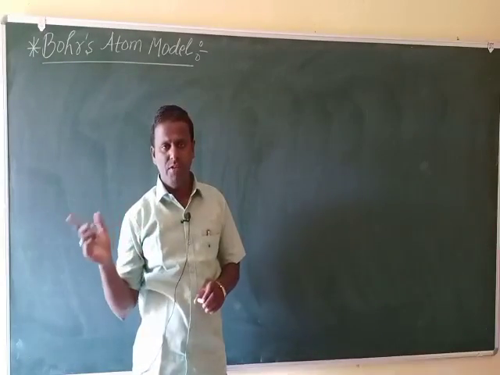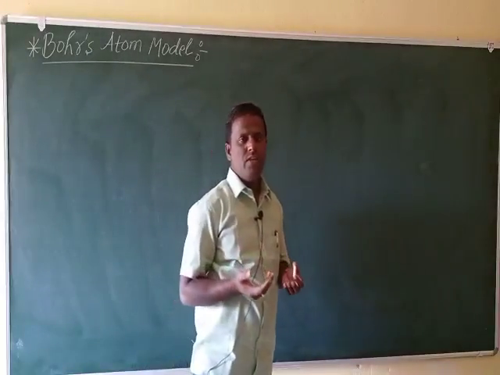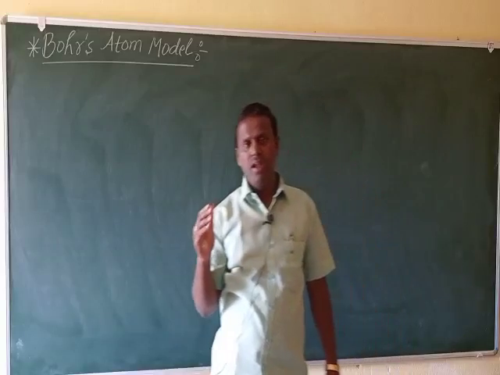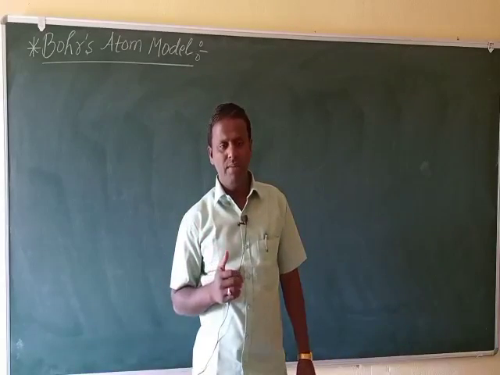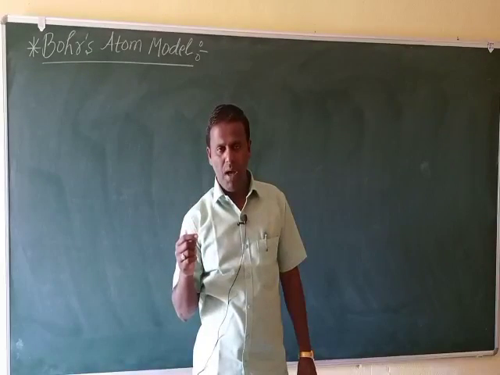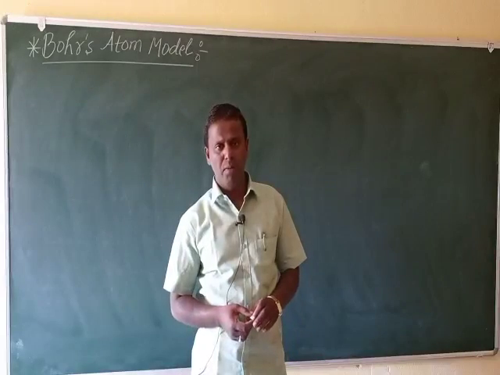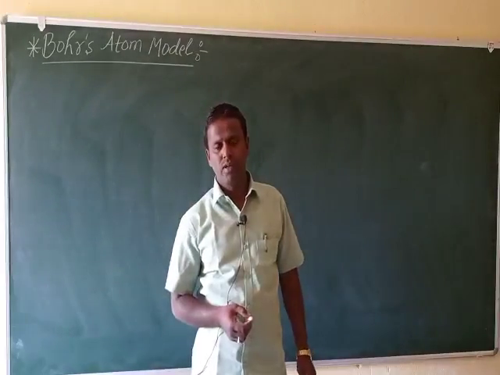Thomson's model was the first atom model, and the second one is Rutherford's atom model. In Rutherford's atom model, it was said that the electron of a hydrogen atom is continuously revolving around the nucleus in circular orbits with the help of centripetal force.